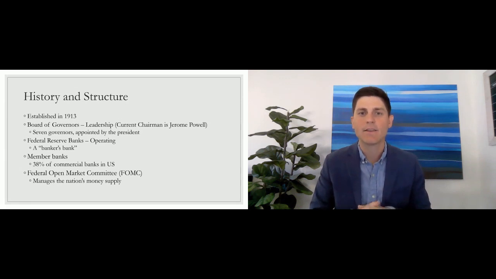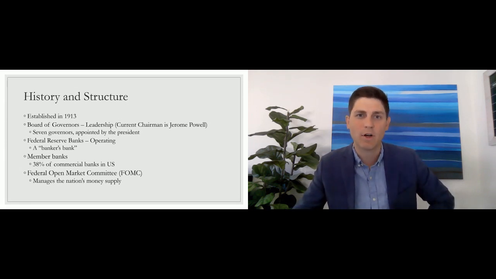And finally, there's the Federal Open Market Committee. This is the committee that manages the nation's money supply. So they're the ones that decide when new money needs to be created, when interest rates need to change, go up or down. And so that's really the monetary policy side of the Federal Reserve.